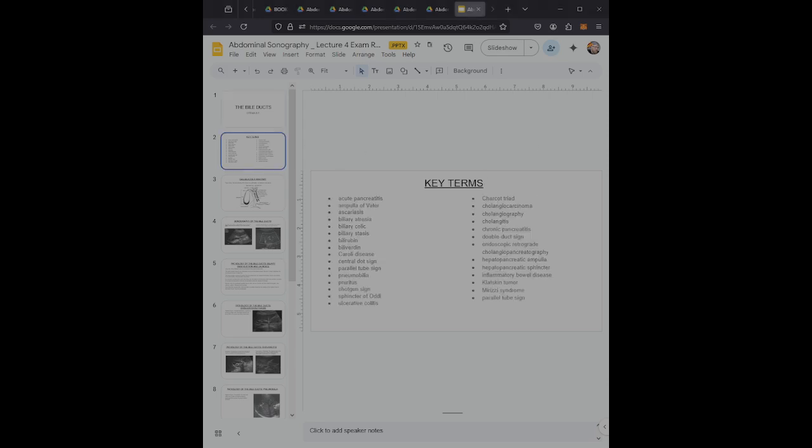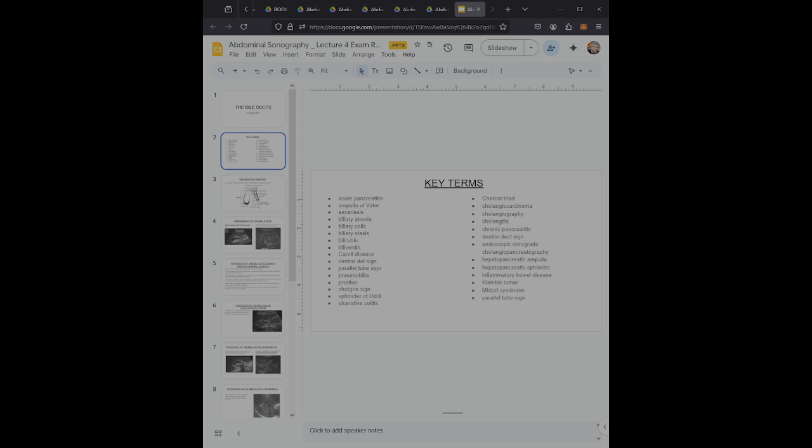And there are a number of key terms. There's acute pancreatitis, which is inflammation of the pancreas, secondary to the leakage of pancreatic enzymes from acinar cells into the parenchyma of the organ. There's the ampulla ovata, which is the merging point of the pancreatic duct and the common bile duct right before the sphincter of Oddi, and we refer to this as the hepatopancreatic ampulla.